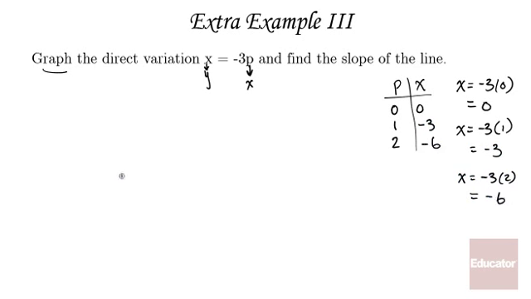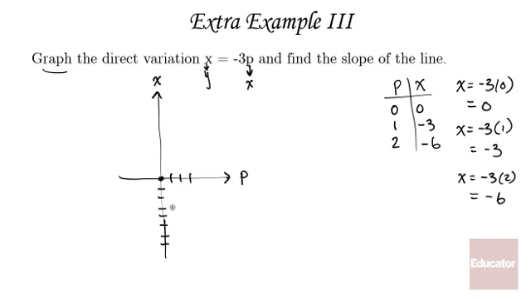So we have 3 coordinates that we can graph now. And remember that the output is represented by x in this case, and the input was represented by p. Be careful with your labeling. I need my x to at least go down to negative 6. So 1, 2, 3, 4, 5, 6, 7. And my p to go over to at least 2. 1, 2, 3.